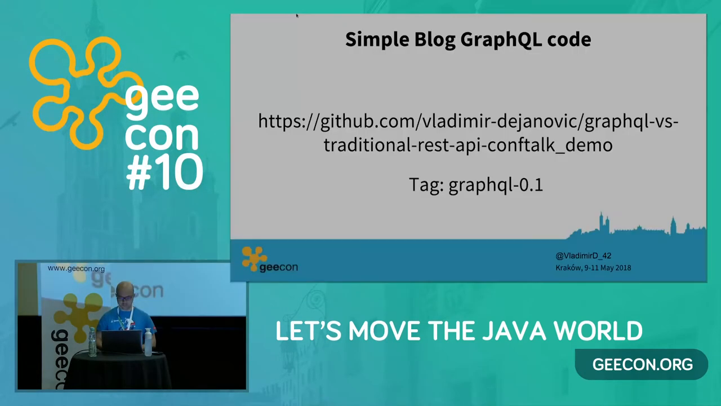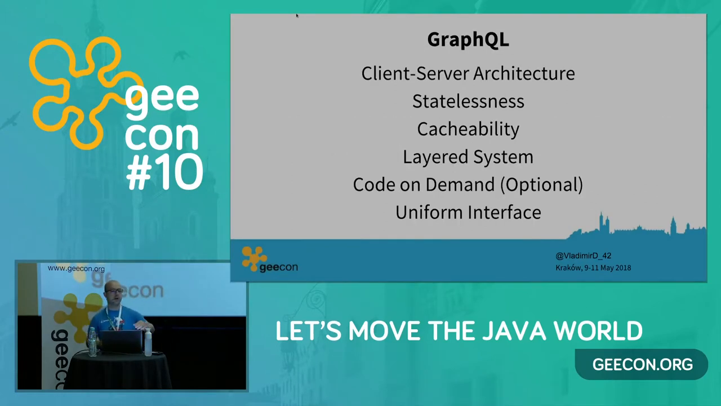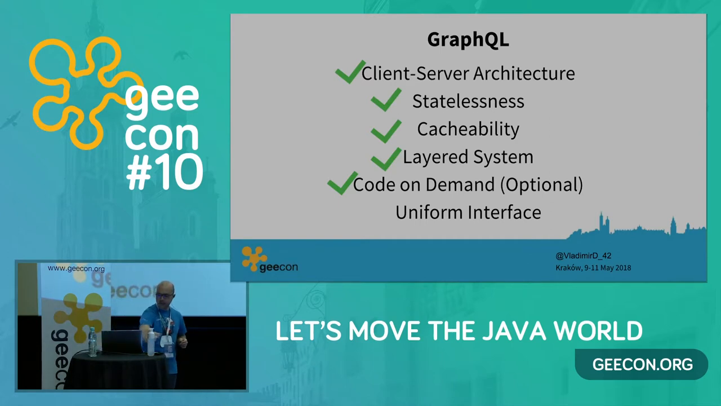So let's continue. First things first, I would like to check how GraphQL actually goes according to the definition of REST. The client-server architecture: yes, I showed you the client and the server. Statelessness: well, I use a simple Java servlet, so if I write the code in the correct way, it will be stateless. Cacheability, same answer. Layered system, well, yes. Code on demand was optional anyway, so who cares? And uniform interface: well, I showed you the GraphQL schema, and that's the heart of GraphQL. So again, I would say a big yes. So GraphQL is nothing more than a REST API. It's a very advanced REST API, and we'll come back to that. But again, in a nutshell, it is a REST API.